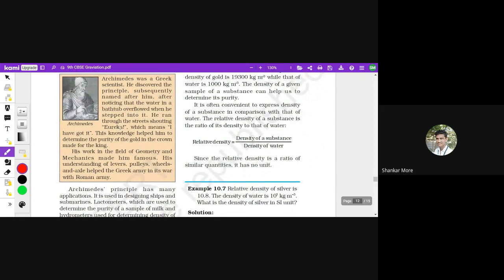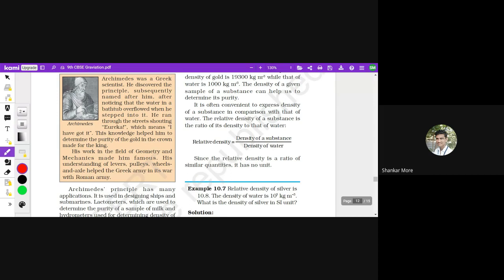So this is about the scientist Archimedes. Archimedes was a Greek scientist. He discovered the principle, subsequently named after him, after noticing that the water in the bathtub overflowed when he stepped into it. So when he went into the bathtub to bathe, he saw that some water was displaced, or some water was spilling out of that bathtub. So he ran through the streets shouting Eureka, which means I've got it. This knowledge helped him to determine the purity of the gold in the crown made for the king. His work in the field of geometry and mechanics made him famous. His understanding of levers, pulleys, wheel and axle helped the Greek army in its war with the Roman army.